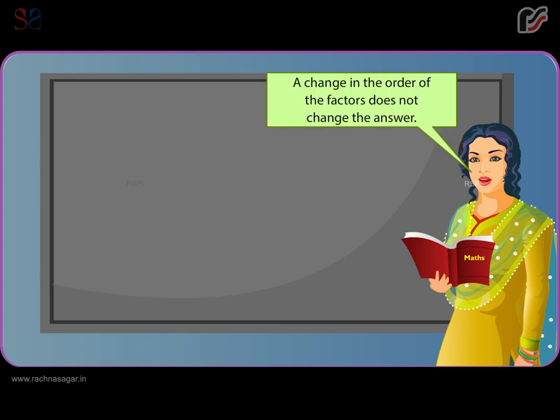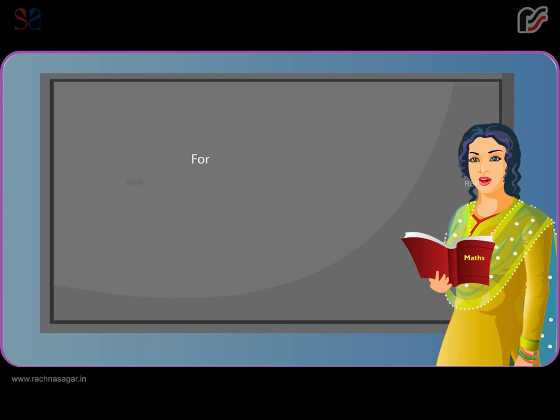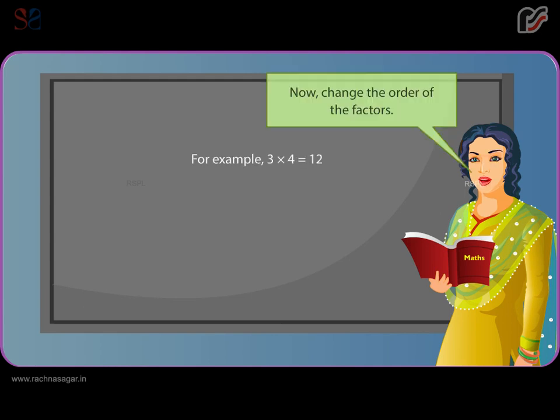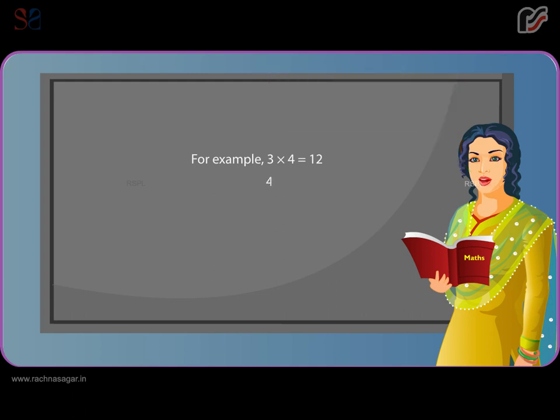A change in the order of the factors does not change the answer. For example, 3 into 4 is equal to 12. Now, change the order of the factors. That is, 4 into 3 is also equal to 12.